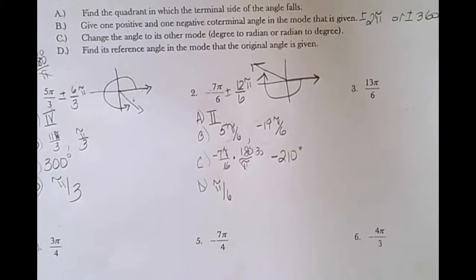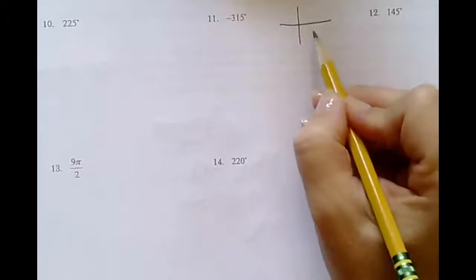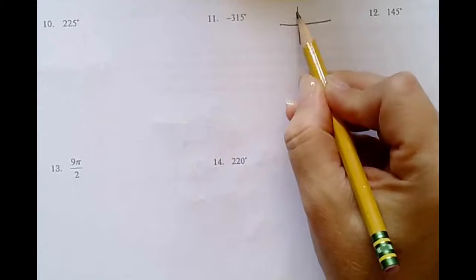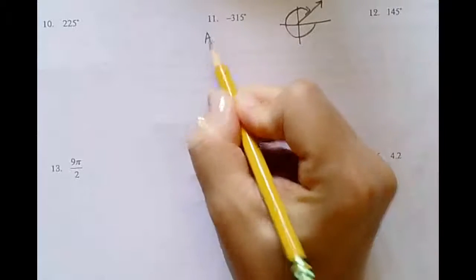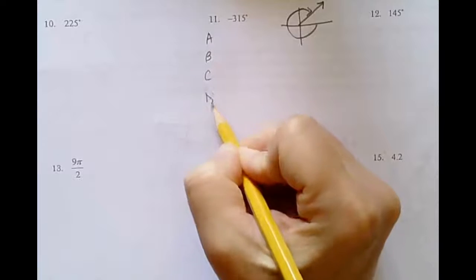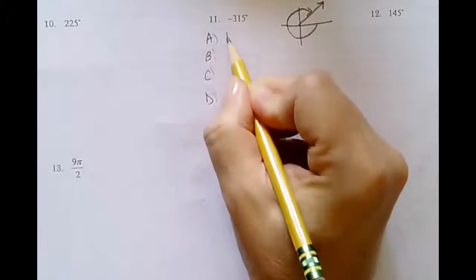Let's do one in case you want a little practice with the degrees. Let's do number 11 because it's negative. Let's do that guy. So that's negative 270, and then a little bit more. It's going to bring me to here. Going to end in quadrant 1.